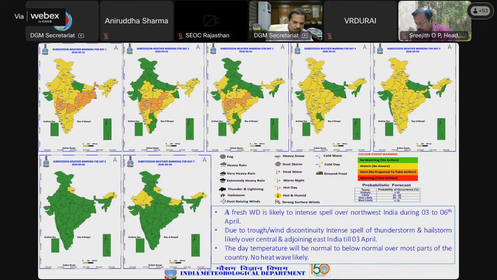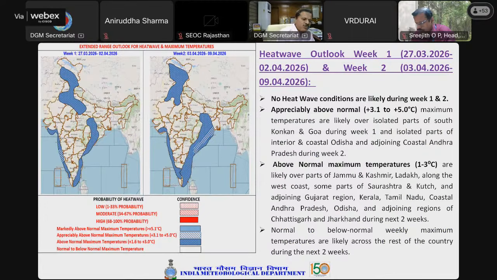Minimize the loss. Now, as I told you, we are not expecting any heat wave conditions for the next 2 weeks. Temperature is normal to below normal in many parts of the country.